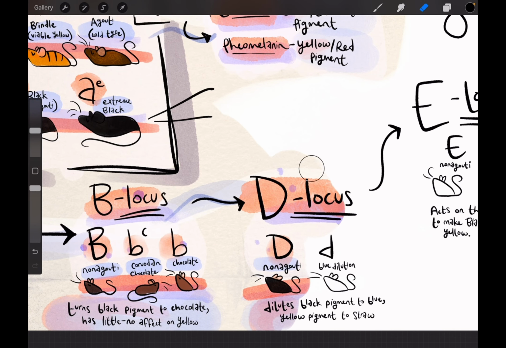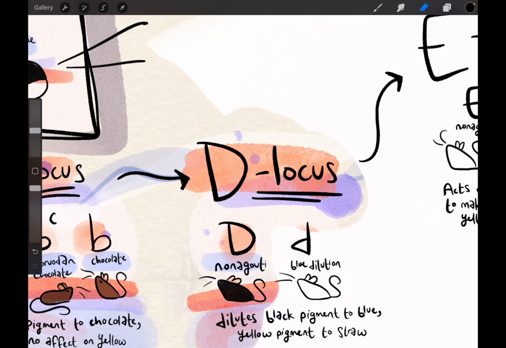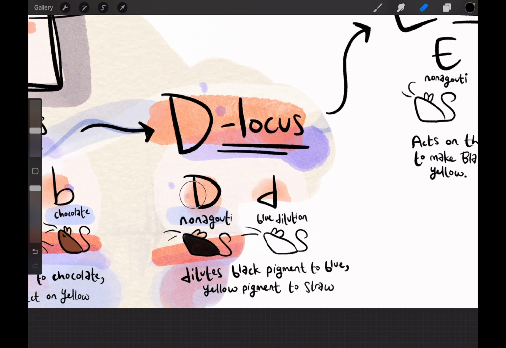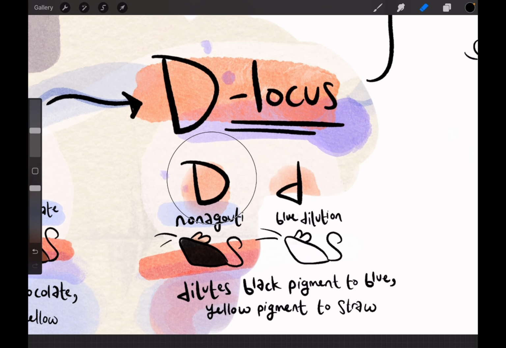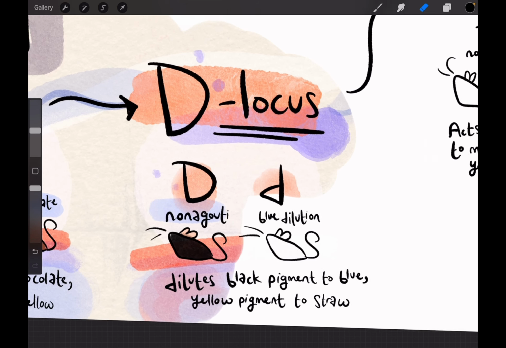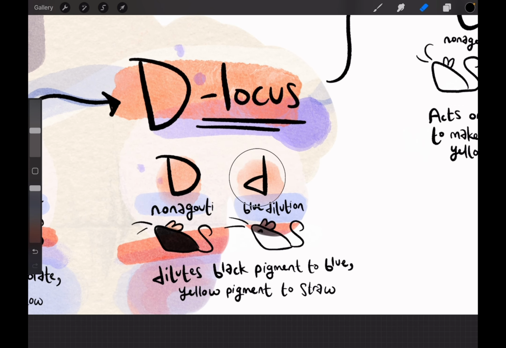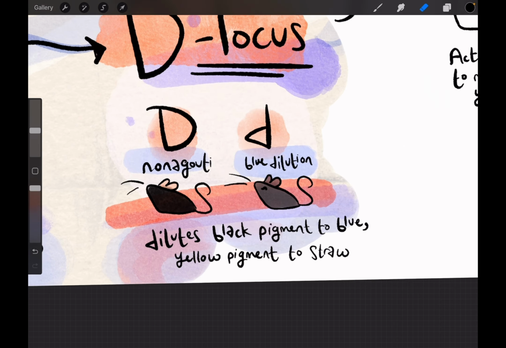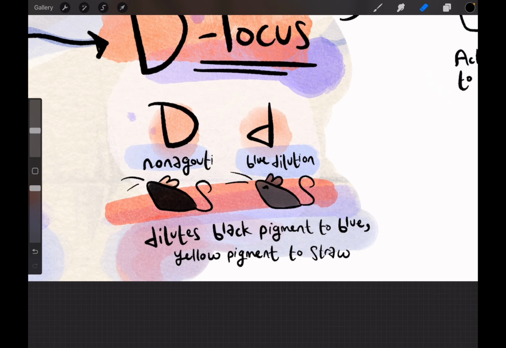Next up is the D locus. And this locus is the blue locus. I love this one. Of course, uppercase D, the dominant wild type allele, is not a goody. It just basically means that it's not going to be diluted at all. And lowercase d is our mutation. It's our allele that actually does stuff on this locus, and that's blue dilution. And it dilutes black pigment to blue and yellow pigment to straw.